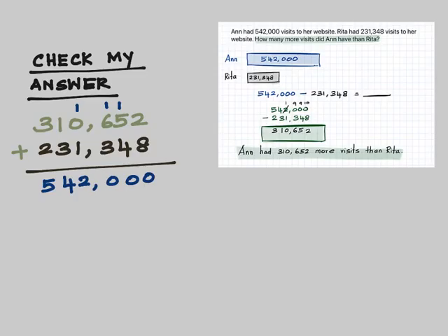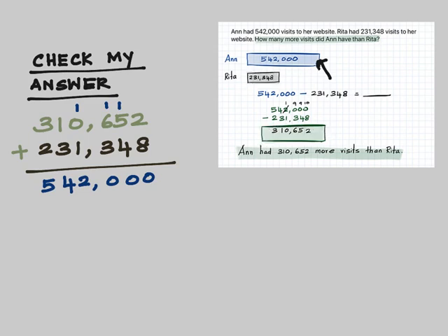So now is the time to check our answer. We have to check whether the answer that we got is correct or not. How to do so? For that, we have to add the answer that we got and also Rita's value and find out whether we are getting Anne's value.